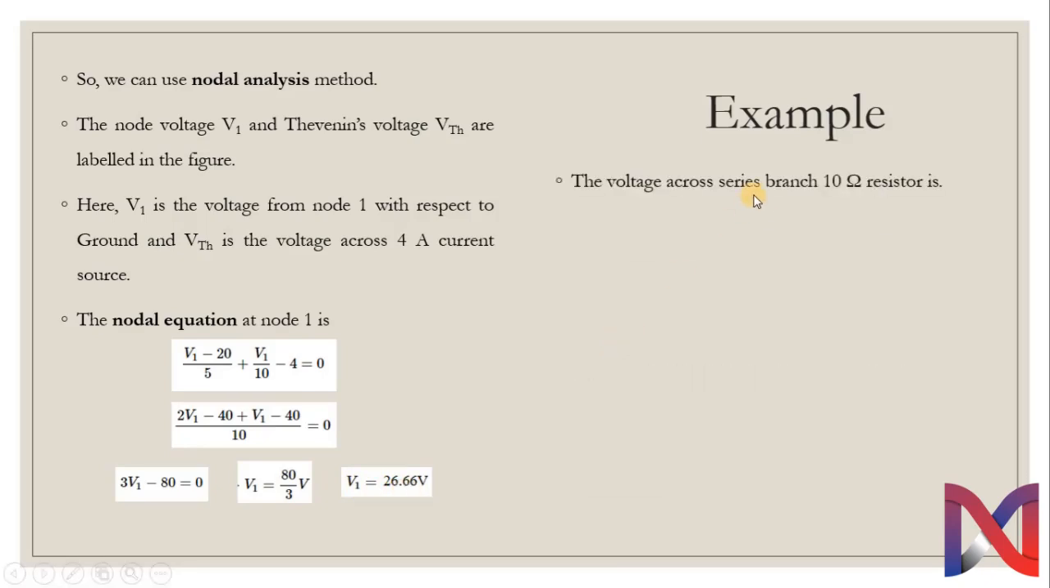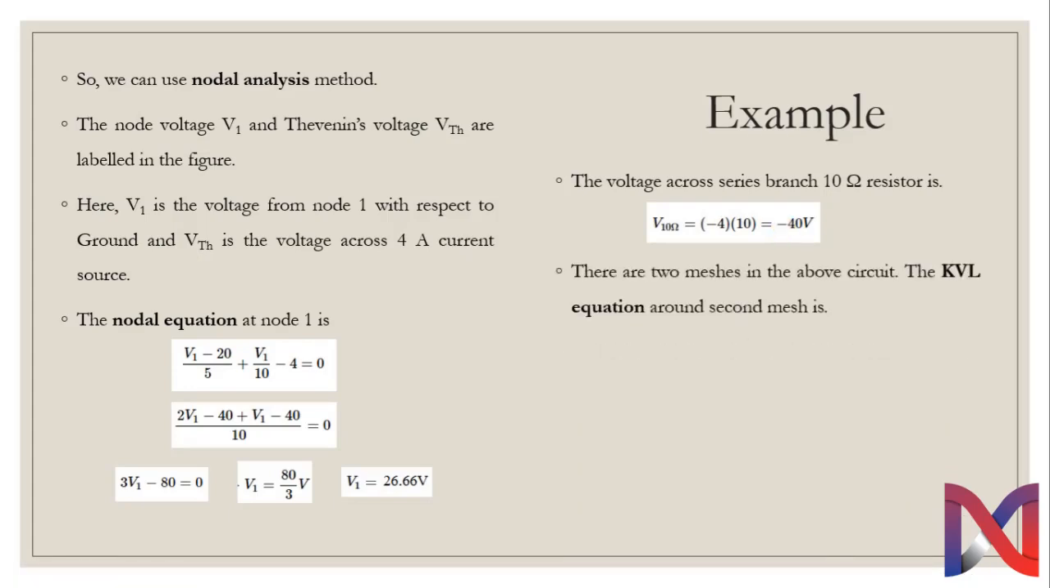Now the voltage across the series branch 10 ohm resistor will be V10 ohm equal to minus 4 multiplied by 10. So that will be minus 40 volts. Minus 4 is our current and 10 is our resistance. So our voltage will be minus 40 with the help of Ohm's law.